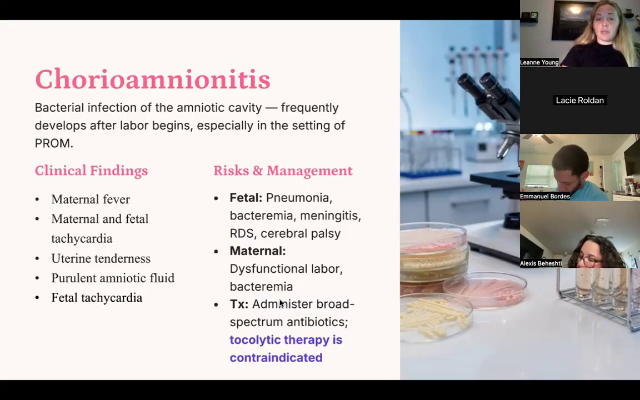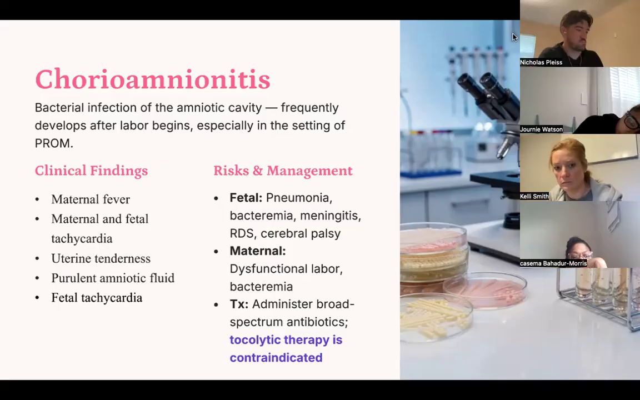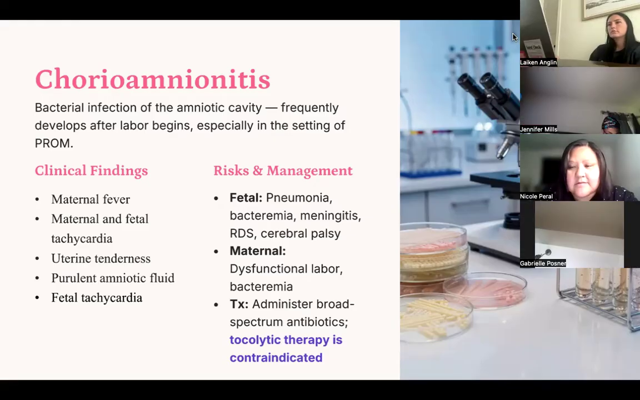So we're going to administer broad spectrum antibiotics and we are not going to administer tocolytics. If mom has an active infection, we are not going to be administering tocolytics because that could increase our risk for uterine rupture. Those medications we talked about to stop uterine contractions, the indomethacin, the nifedipine, magnesium, the terbutaline, we're not going to use those because that can increase our risk for abruption, and it's contraindicated whenever there's an active infection present.